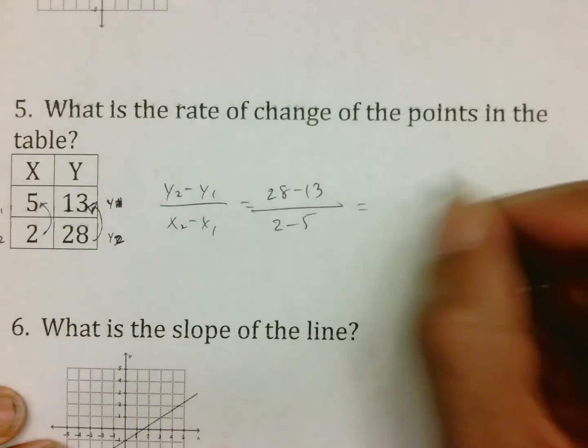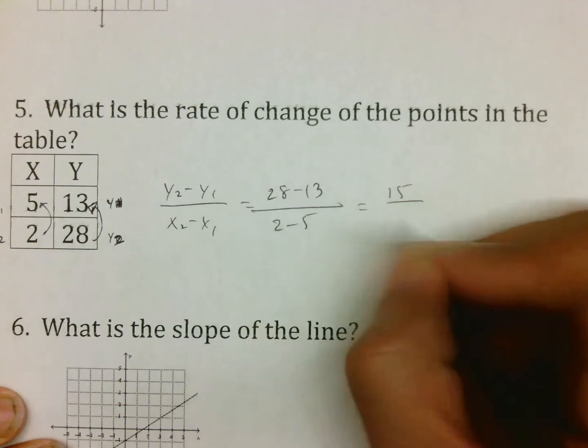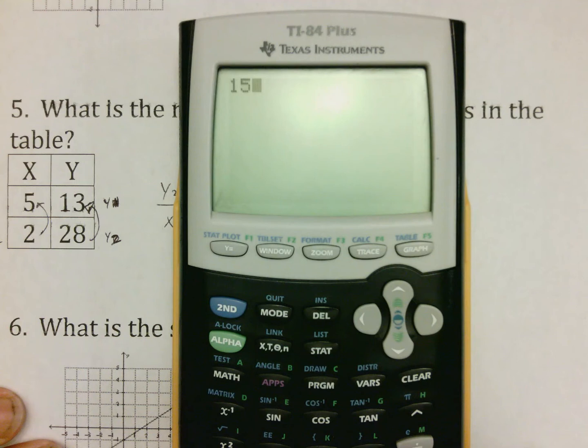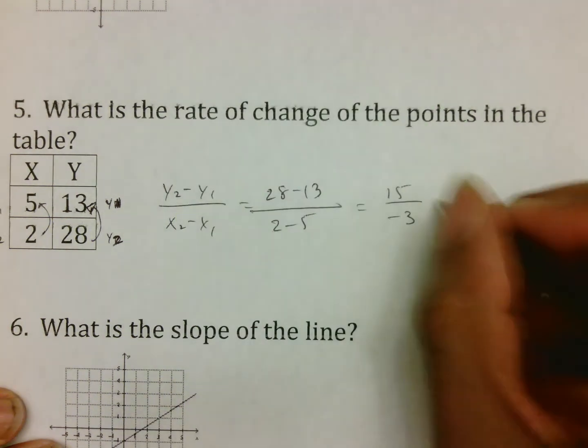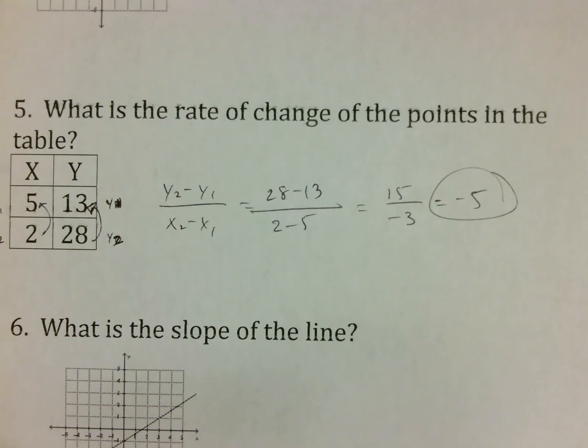We then learn to subtract that. 28 minus 13 is 15 over 2 minus 5 is negative 3. And so now all you have to do is 15 divided by negative 3, which is negative 5. That is the rate of change of those 2 points.